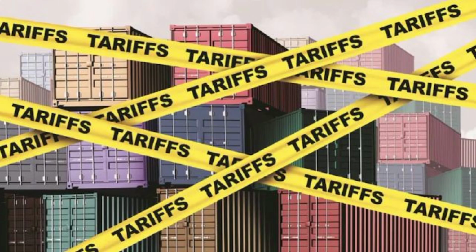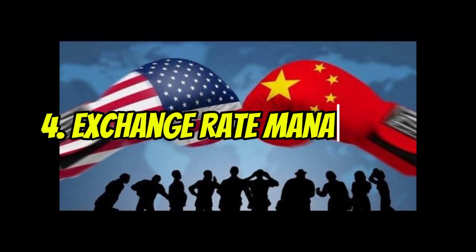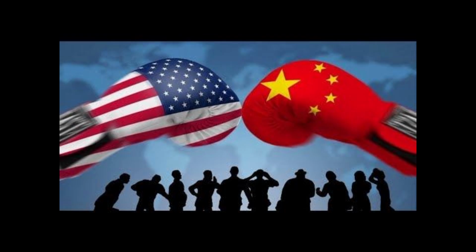3. Trade policies. Tariffs, quotas, and subsidies are direct tools. Tariffs raise the cost of imports, encouraging consumers to buy locally. Quotas limit the quantity of specific imports. Subsidies make domestic goods more competitive. However, these tools can spark retaliation, as seen in the U.S.-China tariff wars. 4. Exchange rate management. Some countries, like China in the past, have been accused of keeping their currencies artificially low to boost exports. This is controversial and can lead to international disputes.